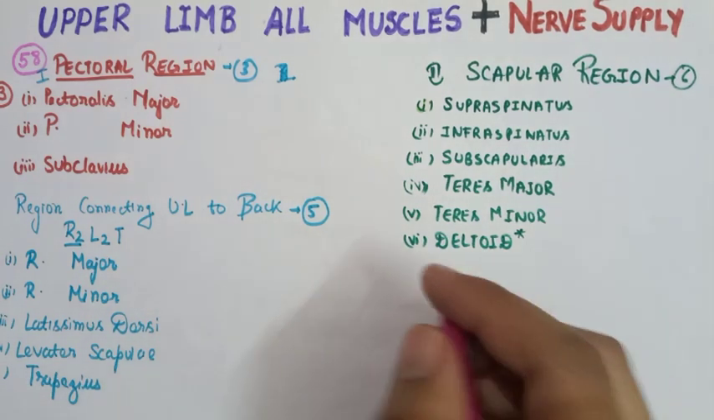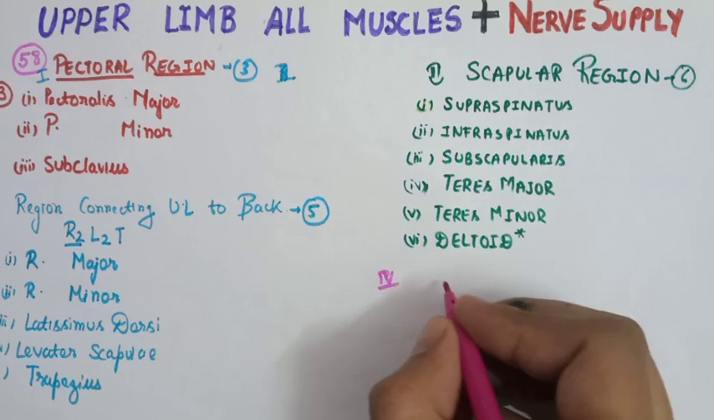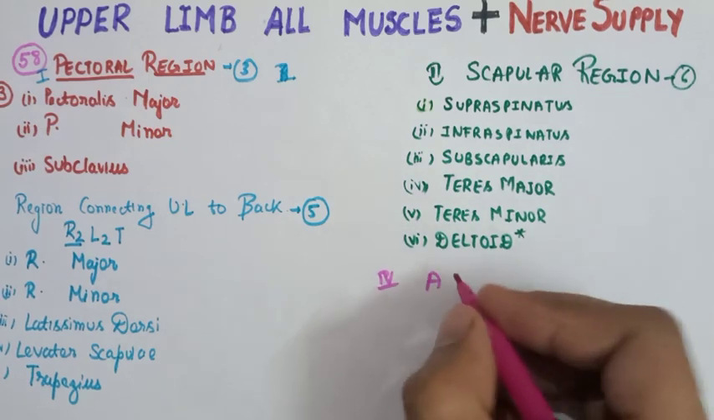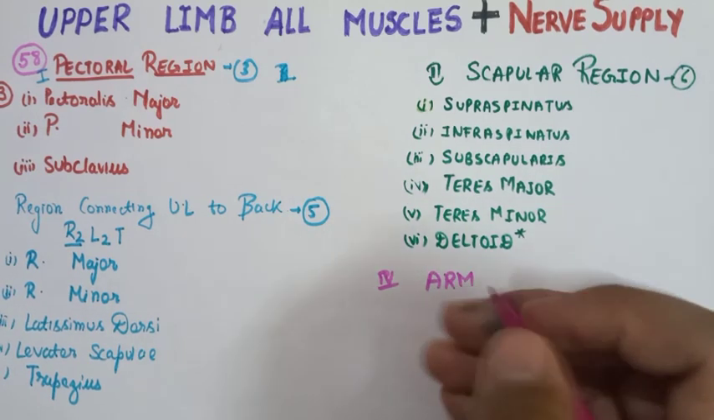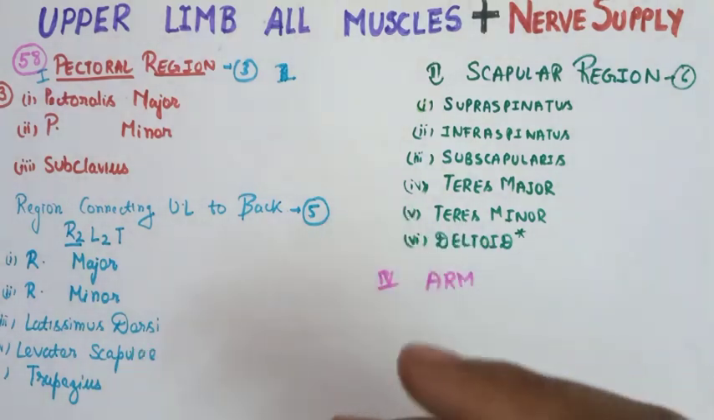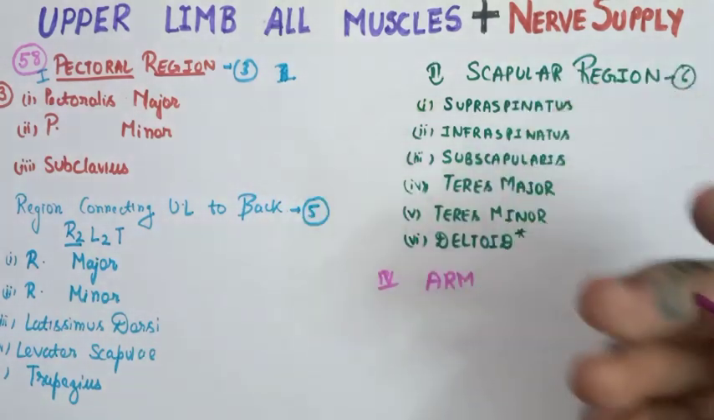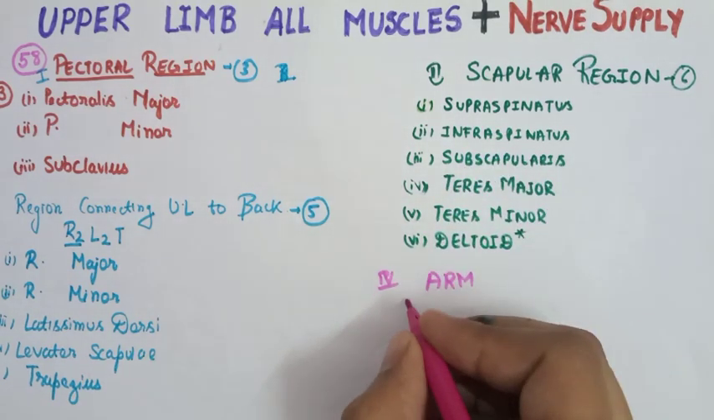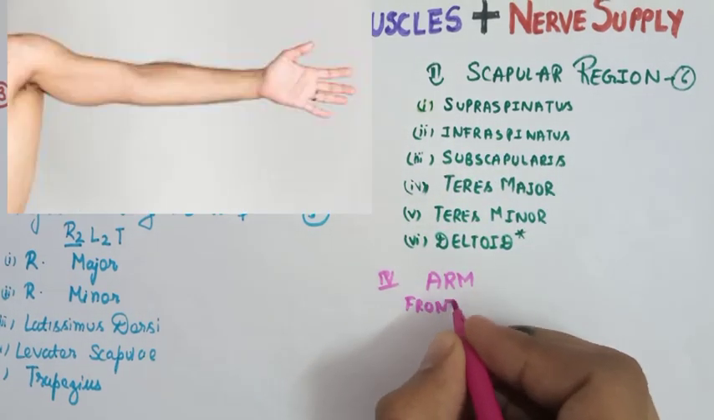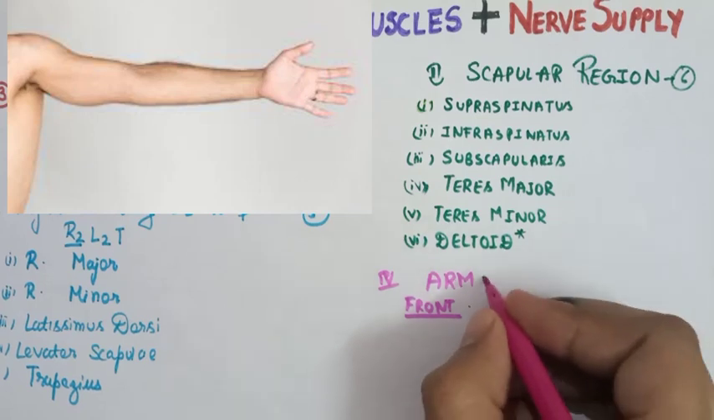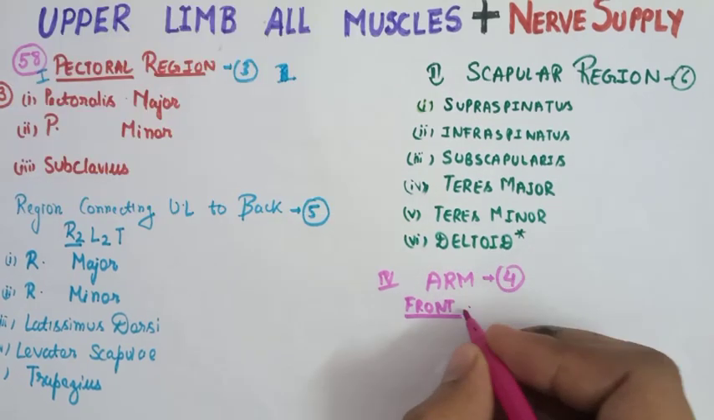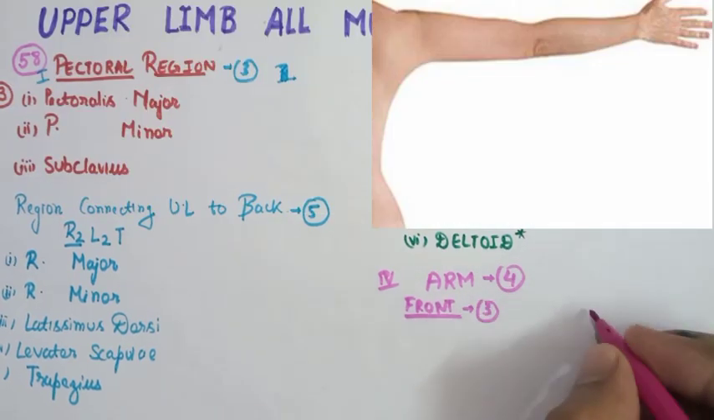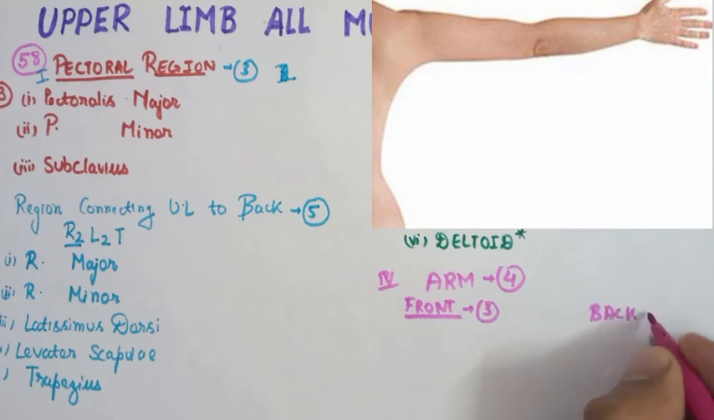Now let's discuss the muscles of the arm. The next region is the arm. In the arm we can divide the muscles into 2 groups: present in the front of the arm, and present in the back of the arm. In the front we have 3 muscles. In total in the arm there are 4 muscles. Out of them 3 are present in the front, and in the back we have 1 muscle.